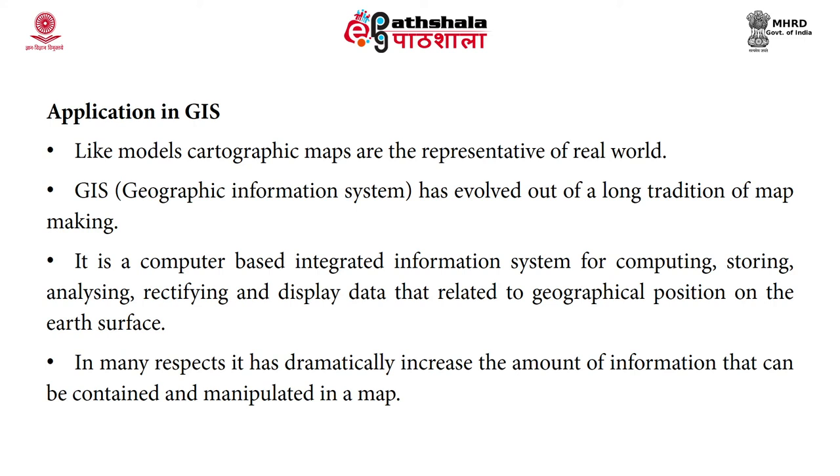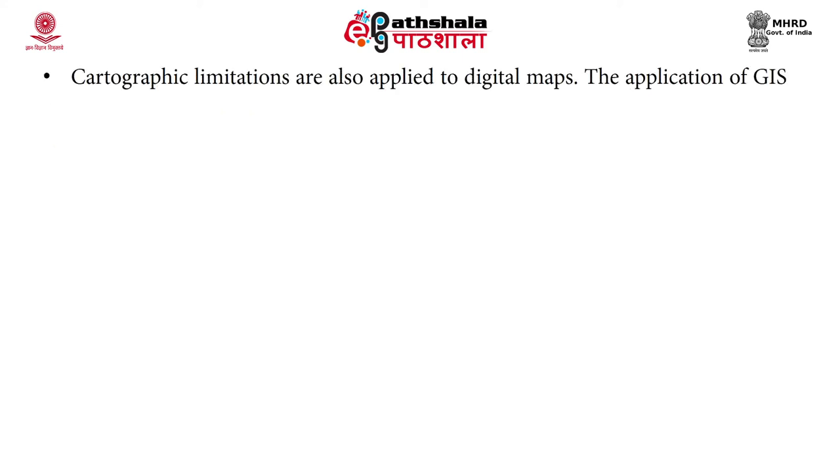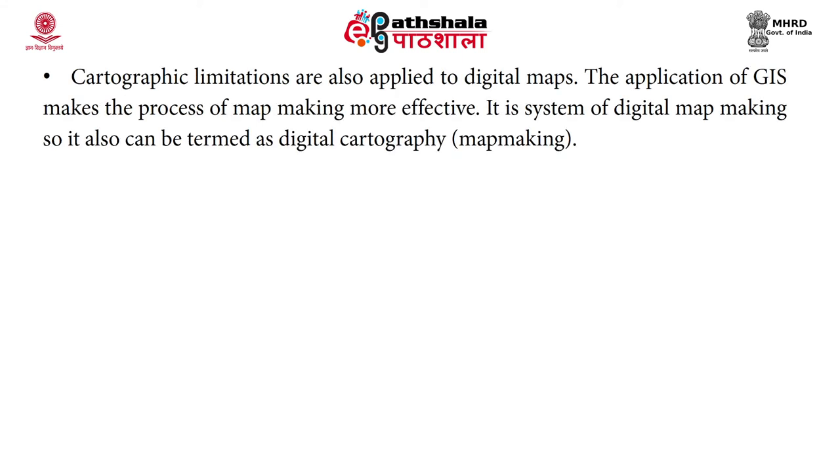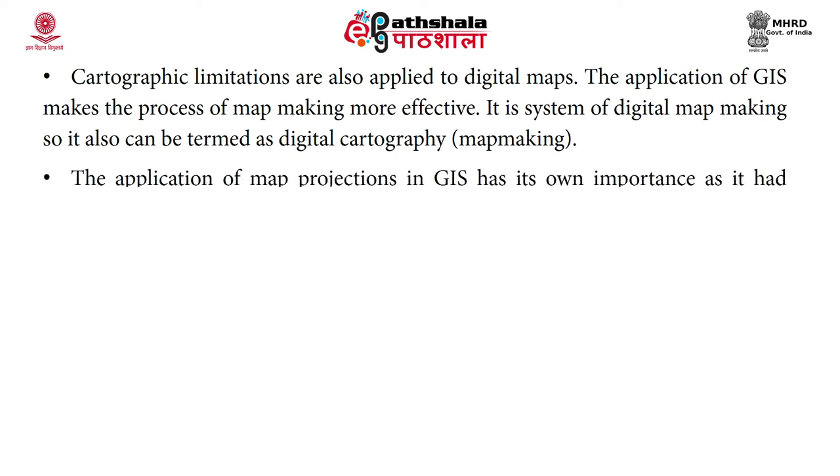dramatically increased the amount of information that can be contained and manipulated in a map. So, cartographic limitations also apply to digital maps. The application of GIS makes the process of map making more effective. It is a system of digital map making, so it can also be termed digital cartography, which is the process of map making.